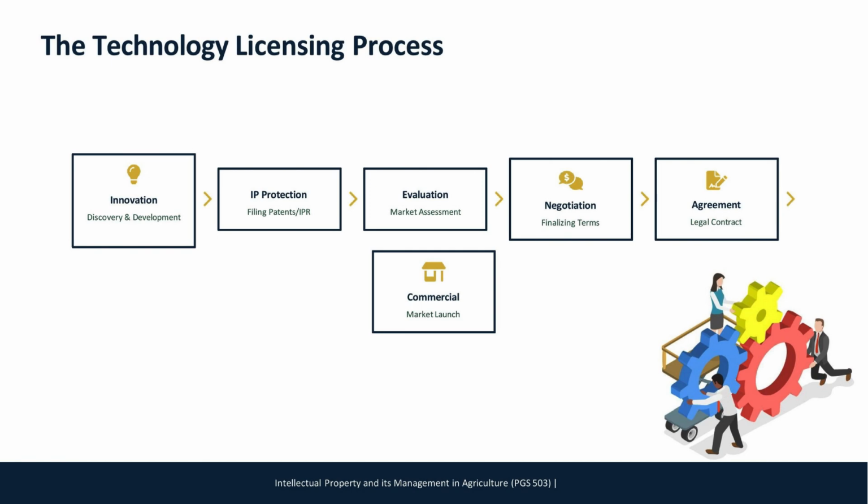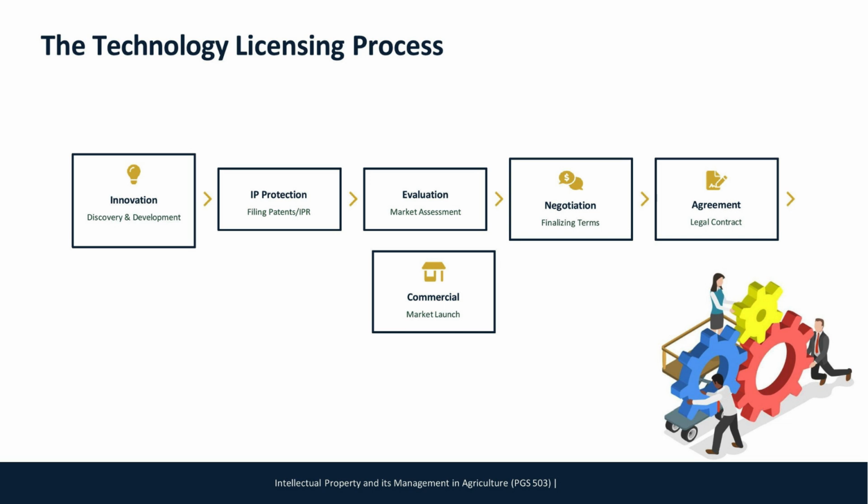Now, let us understand the technology licensing process. The process begins with innovation, discovery, and development. Every technology starts with research and innovation. The next step is IP protection, filing patents or intellectual property rights. Legal protection is obtained before sharing the technology. The next step is evaluation, market assessment.